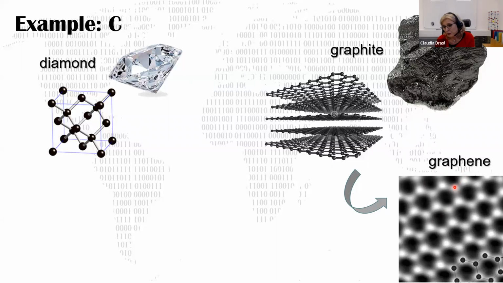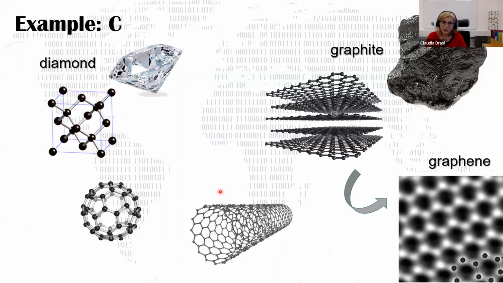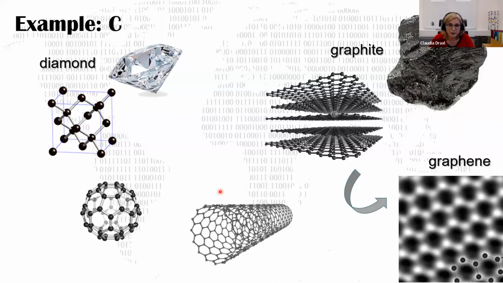But you can also do other things with this. You can just take such a sheet and wrap it up, again giving rise to very different properties depending on how you wrap it up, or you can create out of carbon atoms even these very big molecules. These are C60 buckyballs that again have very different properties. So just playing with the geometry obviously gives us a handle on how to create materials with very different properties.